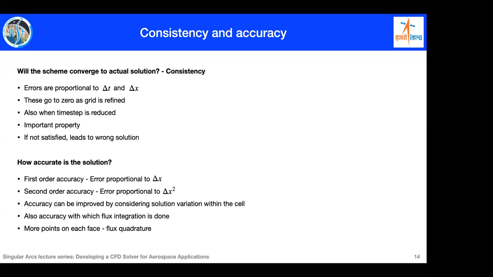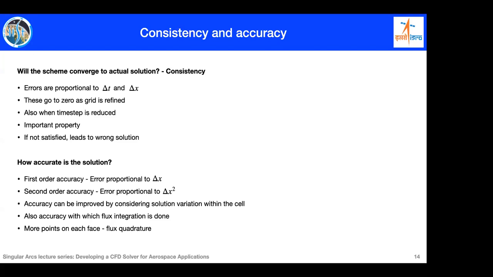If the error is proportional to the cell size, it is first order accurate. If it is proportional to delta x squared, then it will be second order accurate. Now, how to improve the accuracy of the scheme? That also can be done by considering variation inside the cell. What we saw earlier is we are considering only the cell center value, and that cell center value is put everywhere in the cell. Whereas if we consider a variation within the cell, like a linear variation of the variable, then that can give us higher order accuracy.